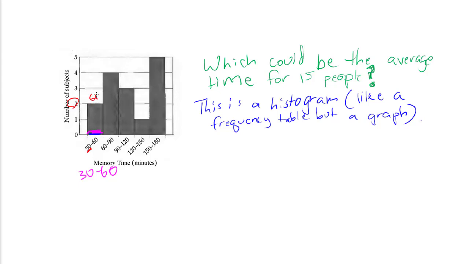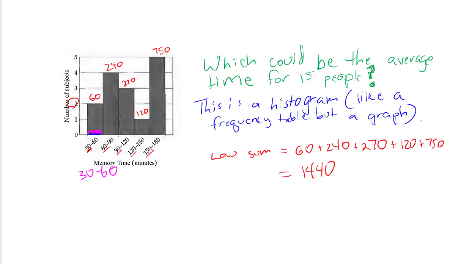That would be 60. 60 times the count of 4 is going to be 240. 90 times the count of 3 will be 270. 120, I'll multiply by, well, there's just one, so it's 120. And 150, there are 5 of them, so that could be 750 on the low end. So these are the low ends of my totals for each category. So if I want my low sum, that's going to equal 60 plus 240, or 1,440 in total.